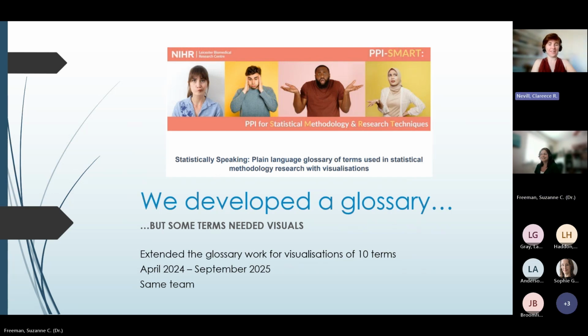There we go. So yeah, thanks Suzanne for that. As Suzanne said, we've developed this glossary, but as alluded to, some terms definitely would have benefited from some visualisations. So we got cracking on doing that. We got some funding to just have a look at 10 terms. We obviously had limited funding. It was done with the same team that Suzanne's described, and this was done between April 2024 and September 2025.